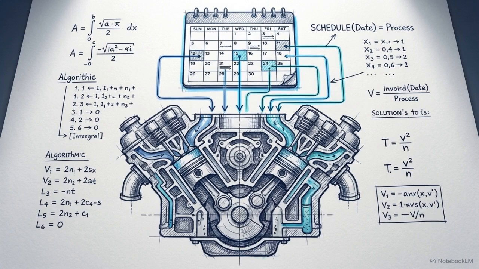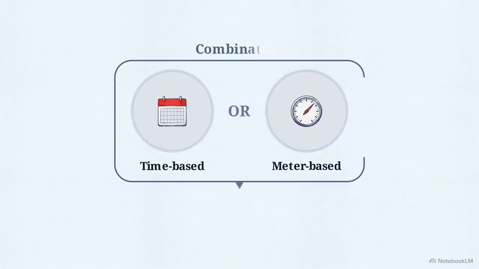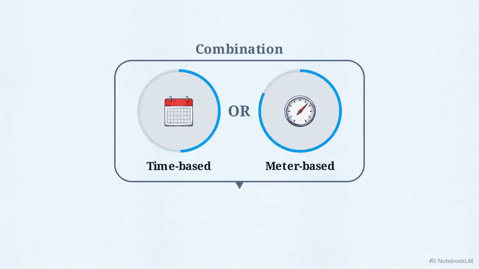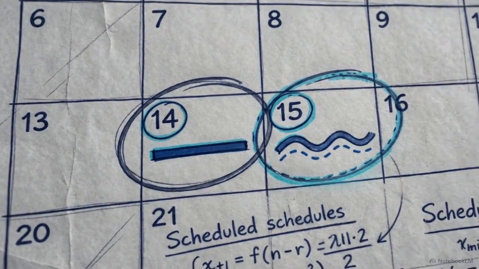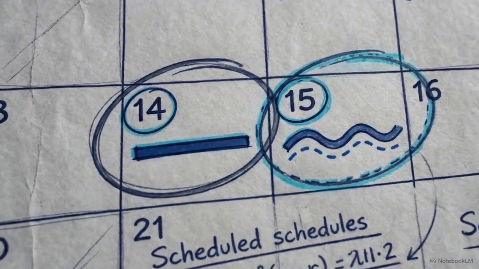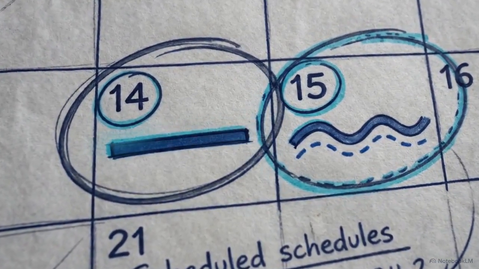The engine requires frequency criteria to know exactly when to trigger a work order. These triggers can be time-based, driven by strict calendar intervals, meter-based, driven by usage cycles like hours or miles, or a combination of both, triggering whichever condition is met first. The reliability of these triggers depends entirely on understanding the operational difference between fixed and floating scheduling logic.